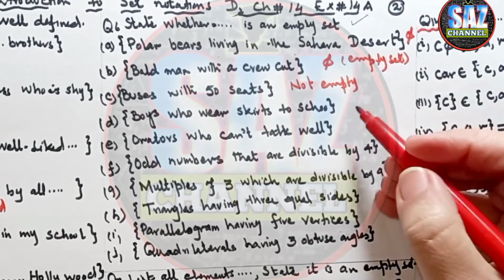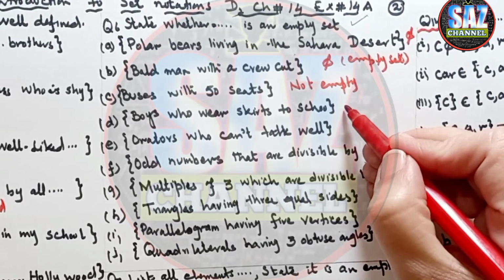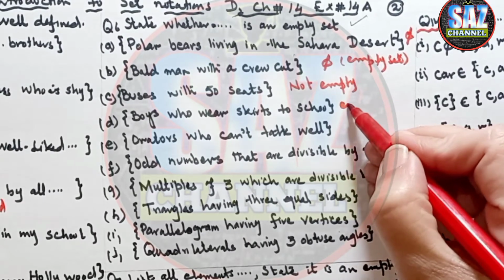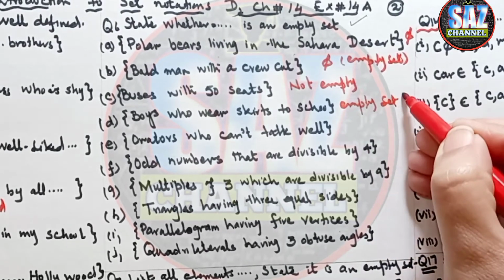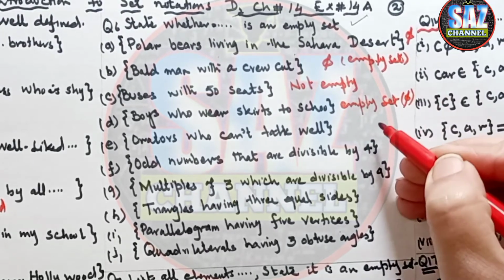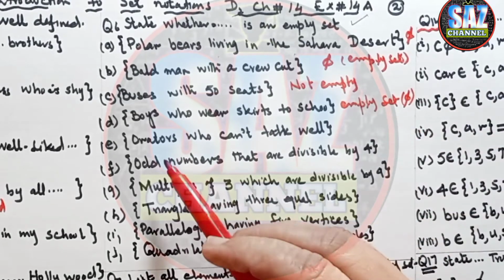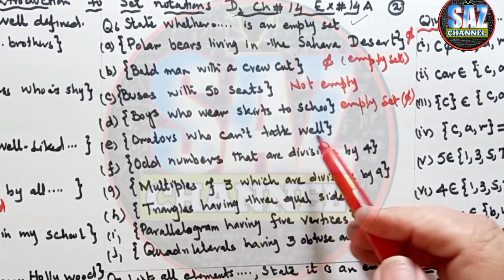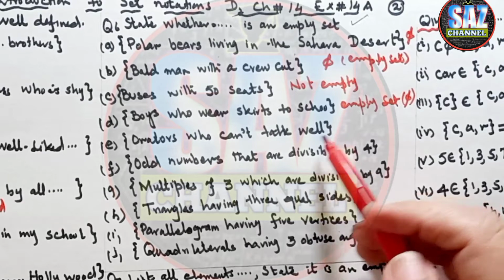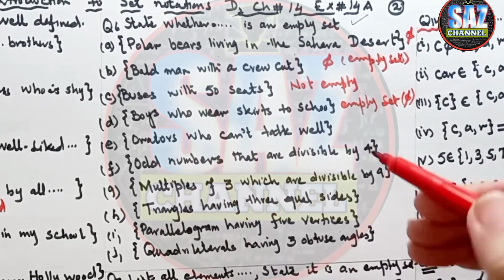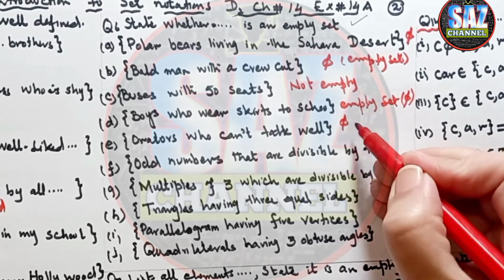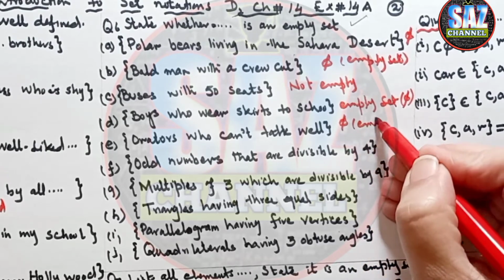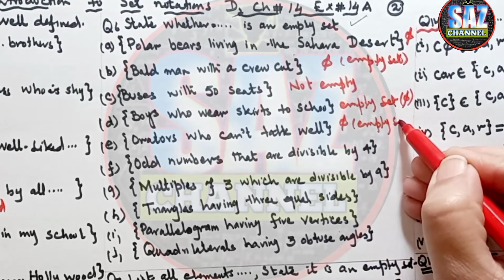Oh, it's not the usual situation. It's an empty set. You can also write it in the form of the symbol for an empty set. Orators who cannot talk well: these two qualities are not matching with each other, so it's an empty set.